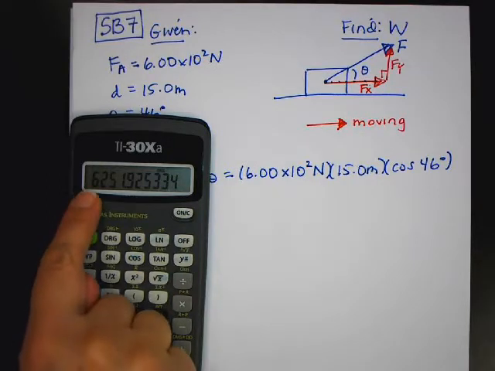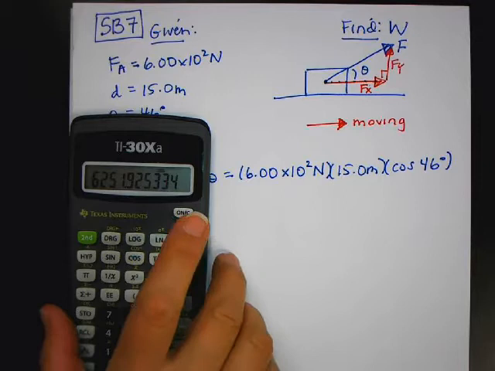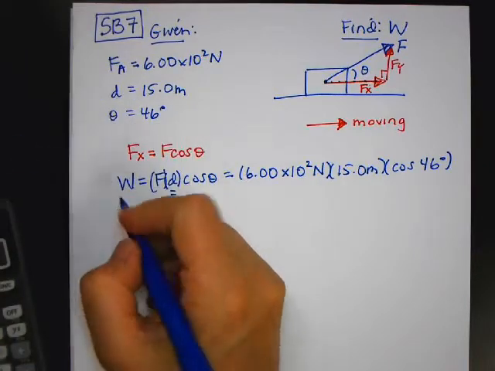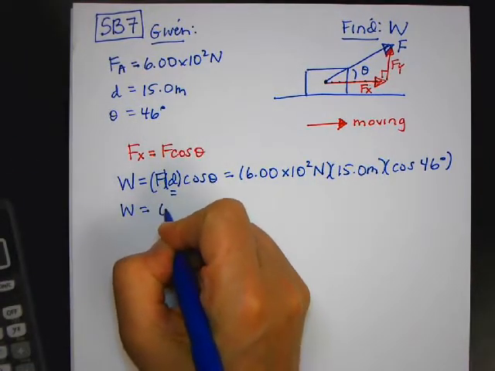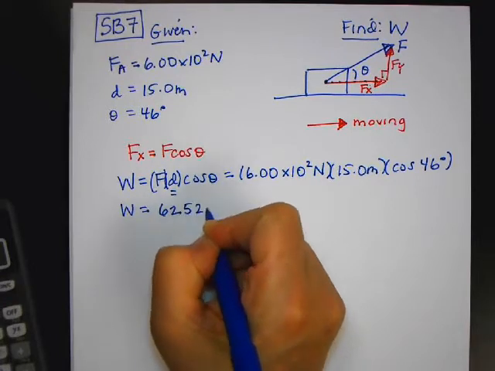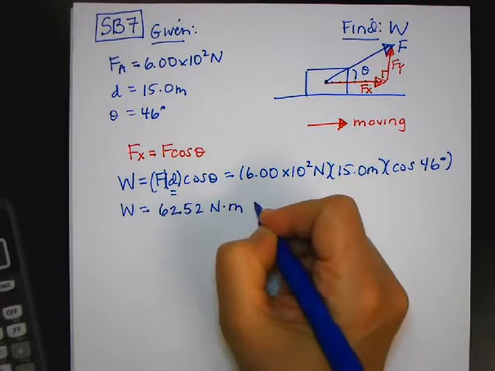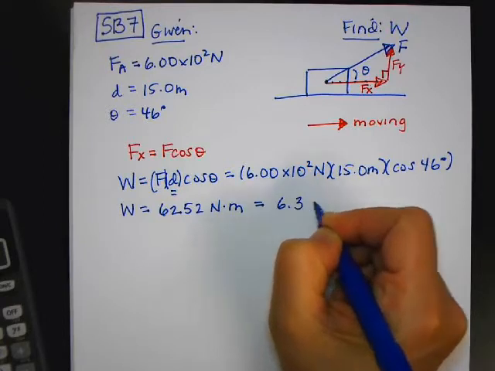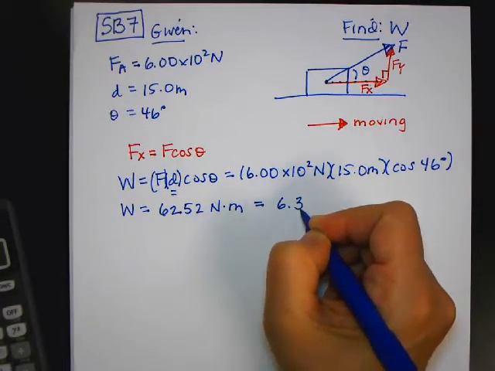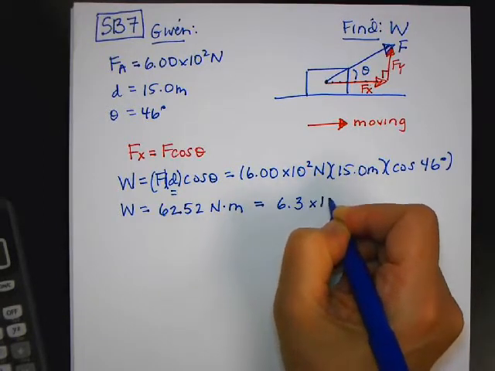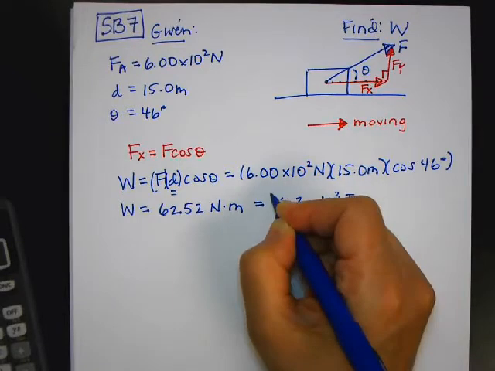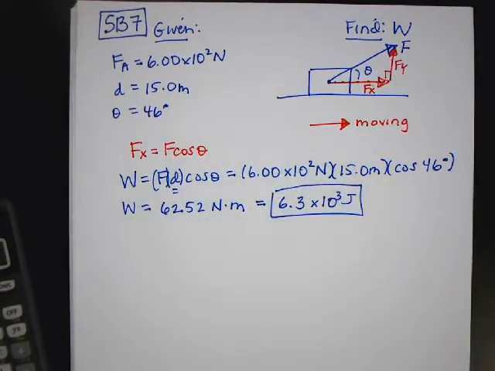So it says 6,251.9. So I'm going to write W is equal to 6,252, a newton times a meter, which is a joule. So in correct significant figures, 6.3 times 10 to the 3 joules. And that's my final answer.